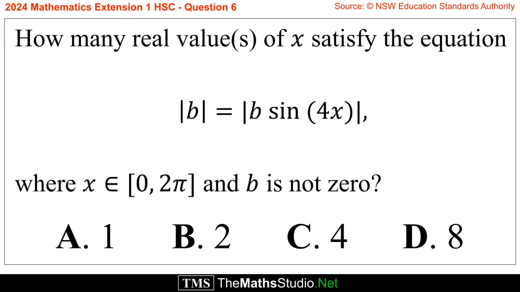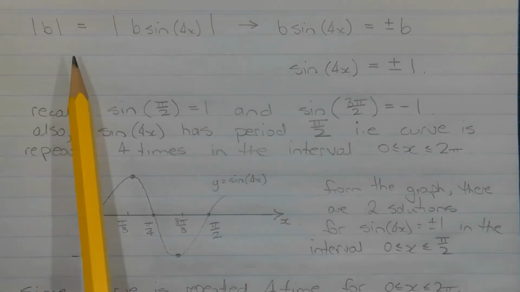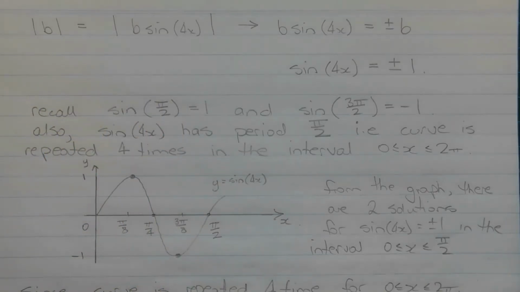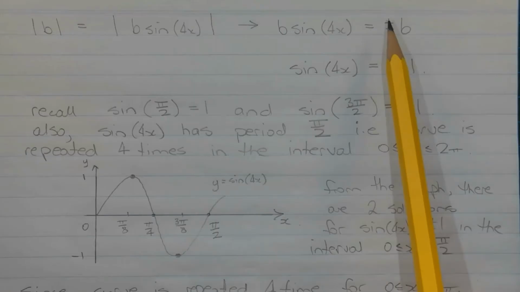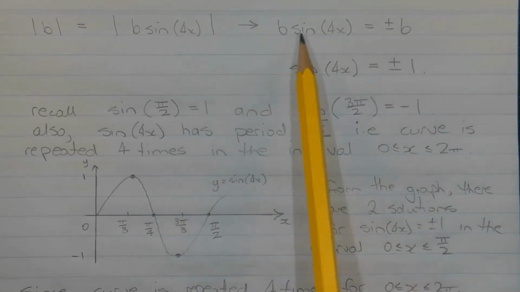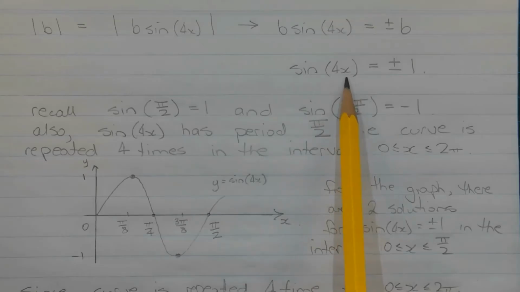Question 6. How many real value or values of x satisfy the equation the absolute value of b equals the absolute value of b times sine of 4x, where x is a value between 0 and 2 pi inclusive, and b is not 0. Rewriting the equation without the absolute value brackets, we get b times sine 4x is equal to plus or minus b. Dividing both sides of the equation by b, we get sine 4x is equal to plus or minus 1. That gives rise to two cases. Sine 4x equals positive 1 or sine 4x equals negative 1.